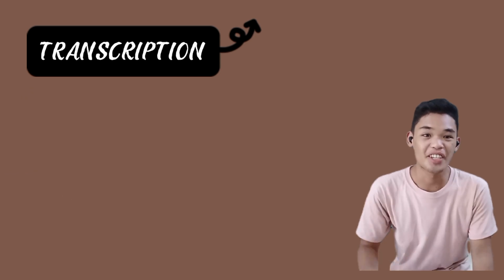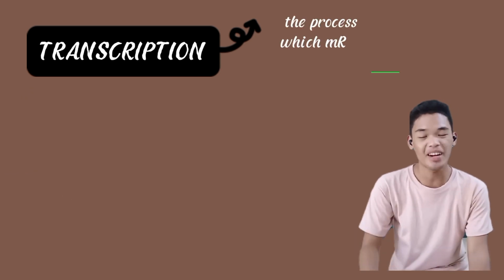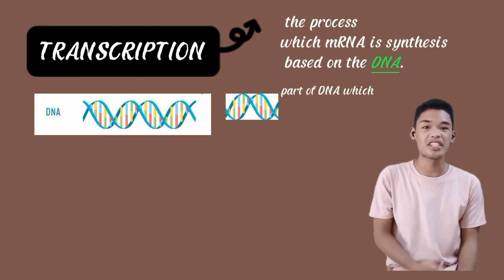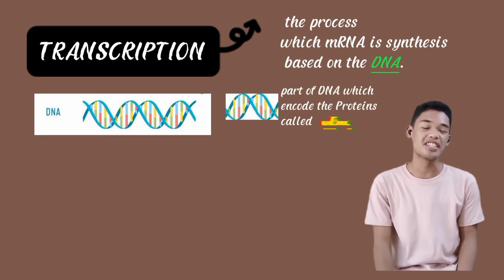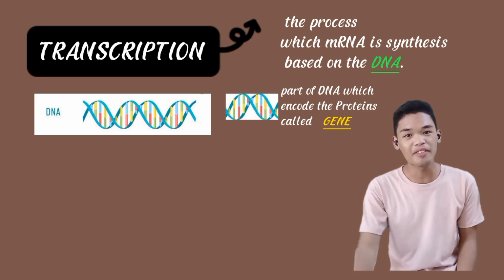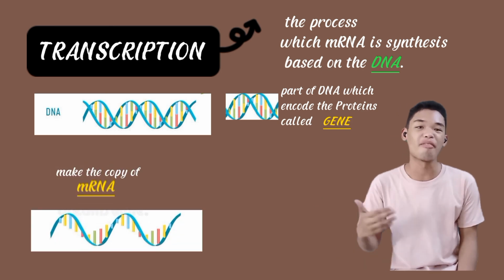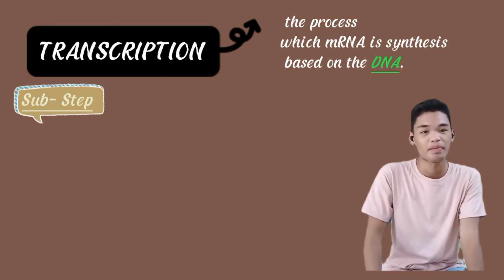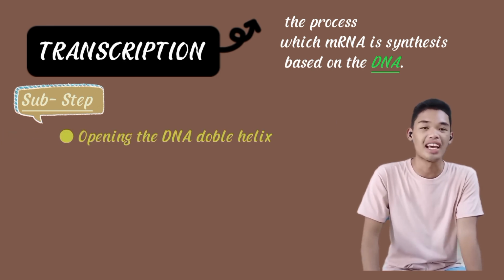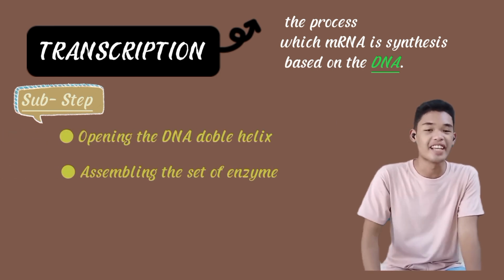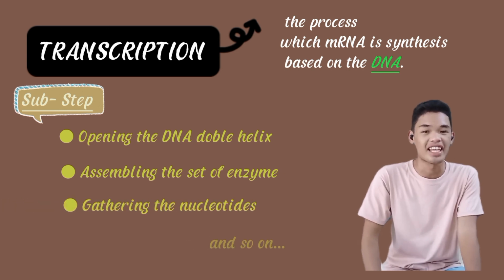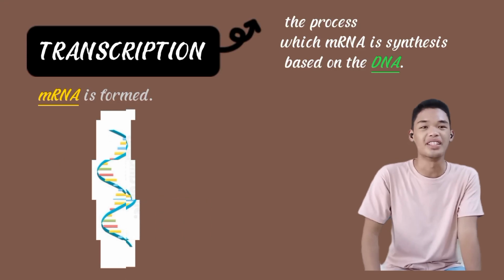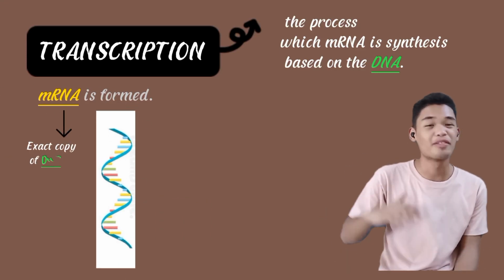translation. Transcription is the process in which mRNA is synthesized based on the DNA. The part of DNA which encodes the proteins is called a gene. So the gene is copied first and then makes the copy of mRNA. There are several steps that are involved in this process. First, the opening of the double helix, assembling the set of enzymes, gathering the nucleotides, and so on. After all these steps, mRNA is formed. mRNA is the exact copy of the DNA.